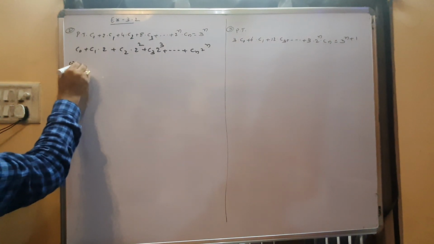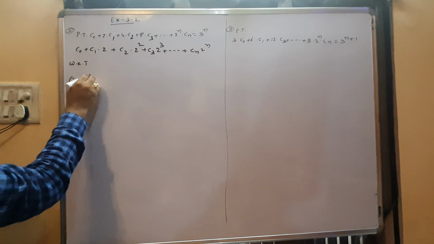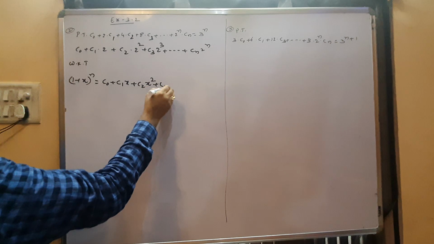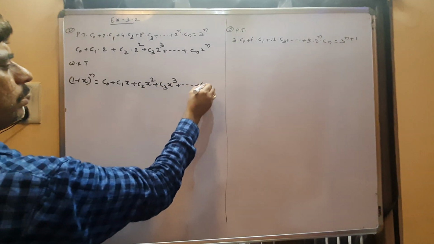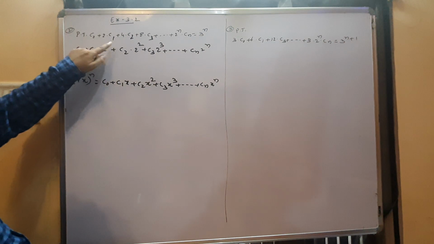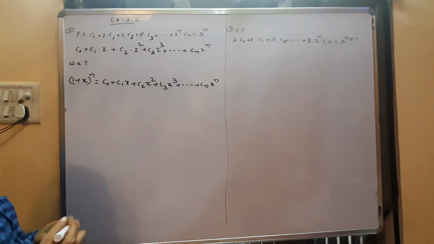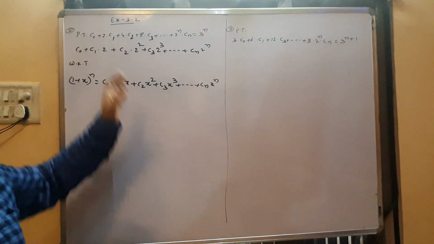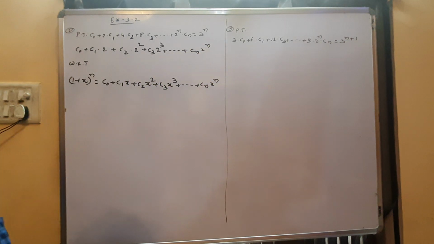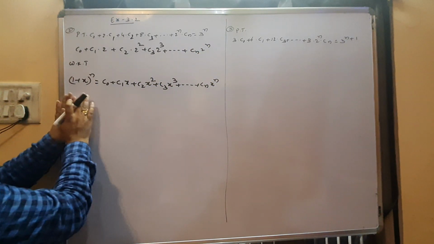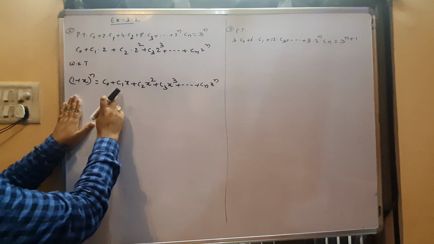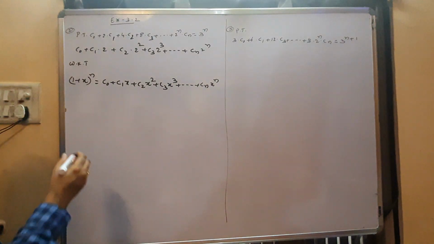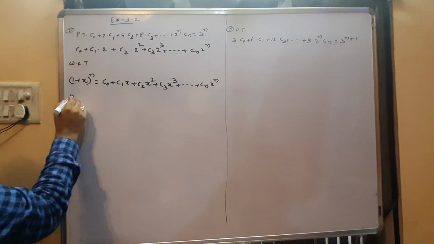We know that (1+x)^n is C0 + C1x + C2x² + C3x³ + and so on, Cn x^n. That means the binomial coefficients are in GP. The multiple of 2 is varying: 2, 2 square, 2 cube, like that 2 power n. So that is the reason you are taking this expansion. In this case also the binomial coefficients are in GP: x, x square, x cube, up to x power n. In place of x you have 2, so put x equal to 2.